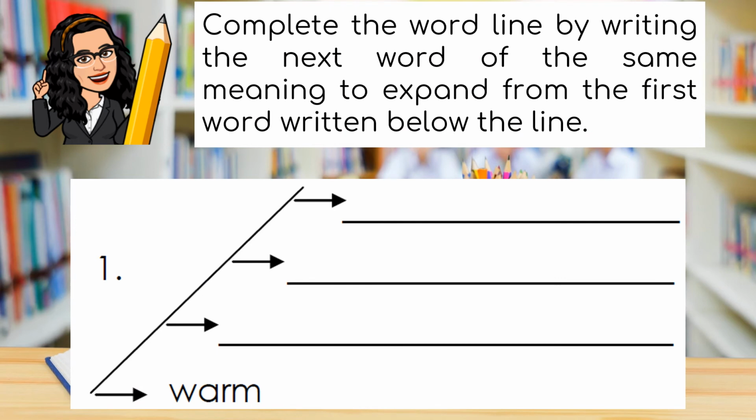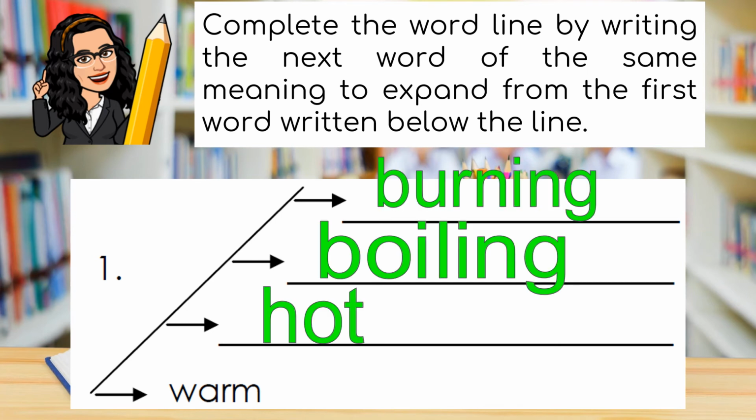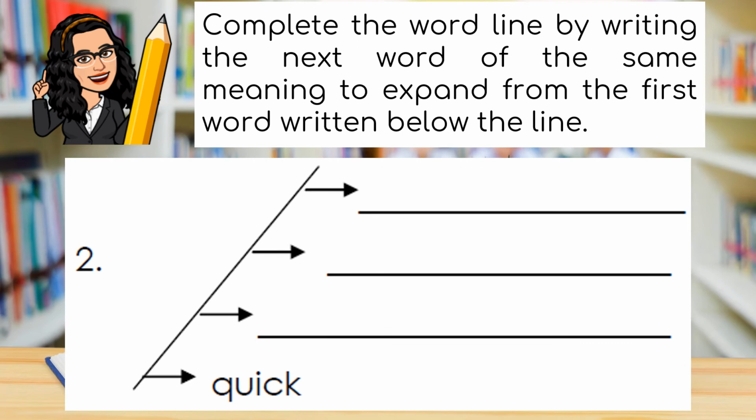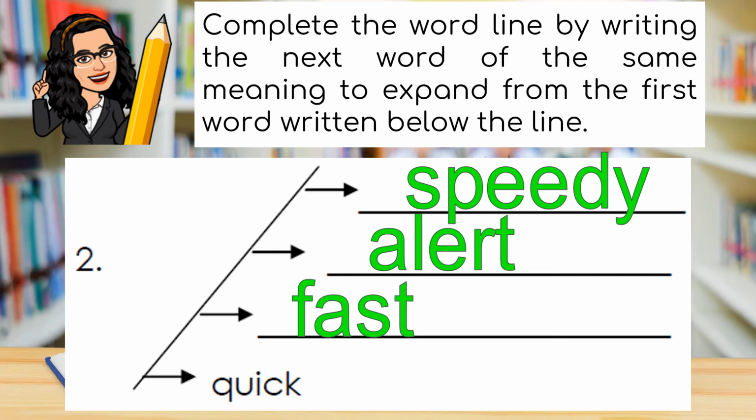For this activity, complete the word line by writing the next word of the same meaning to expand from the first word written below the line. The word clines for warm are hot, boiling, burning. What are the word clines for quick? The word clines for quick are fast, alert, speedy. Did you answer the clines correctly?